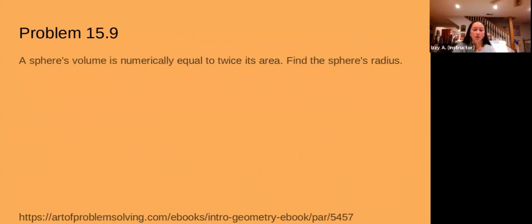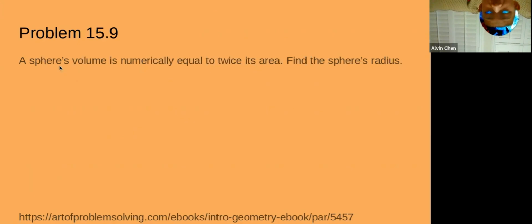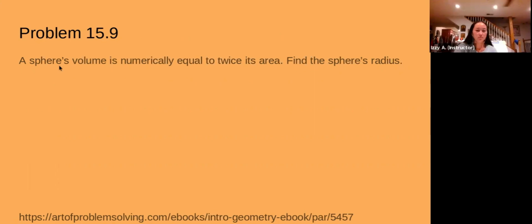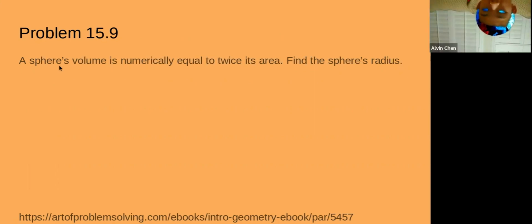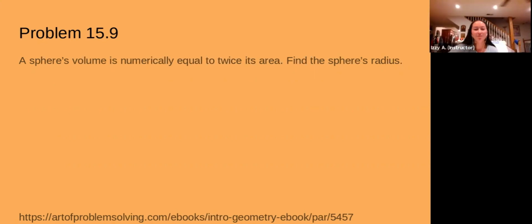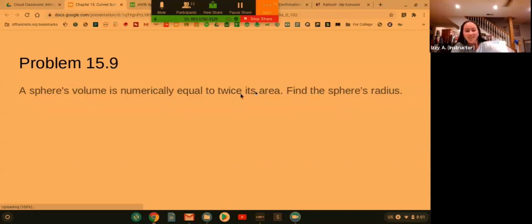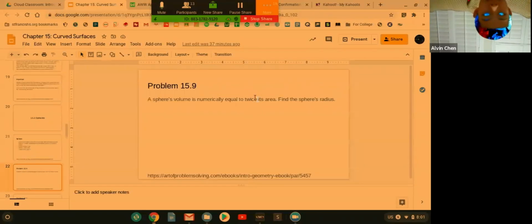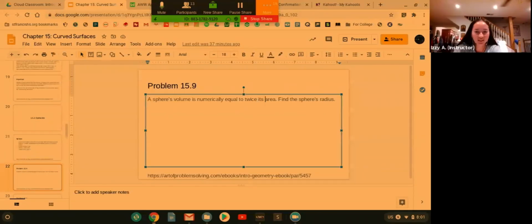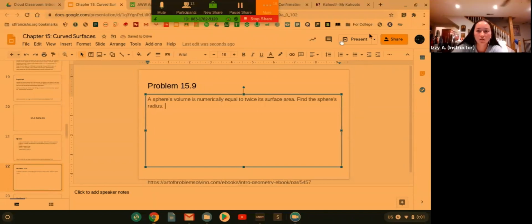So let's, okay. What is a sphere's area? Oh, I meant to type surface area. Sorry, not paying attention to what I was saying. That's supposed to say surface area. That made no sense. Okay, sorry.